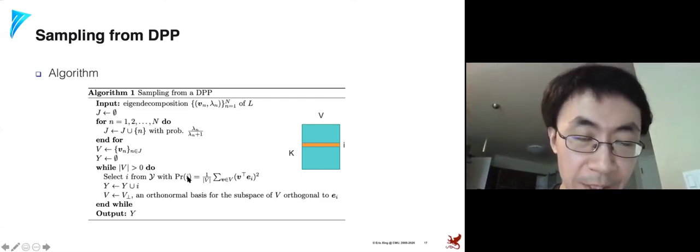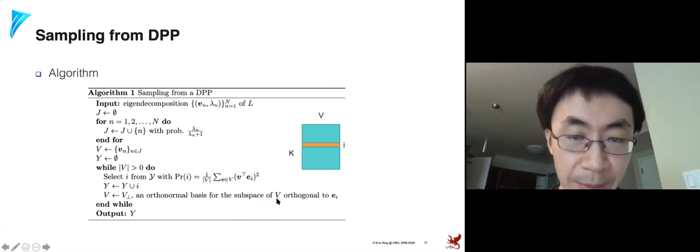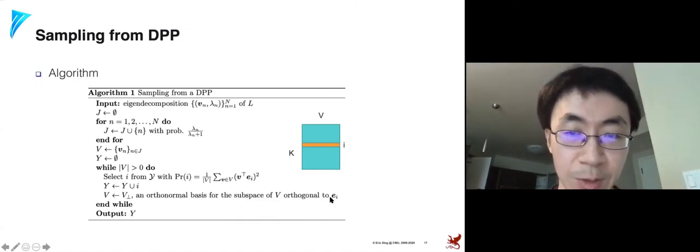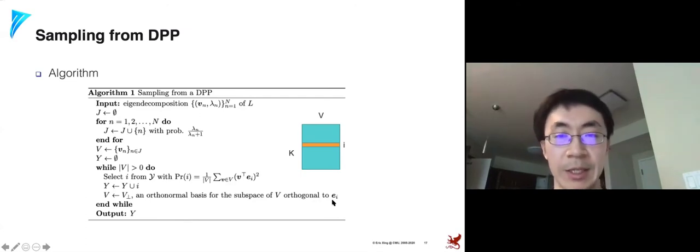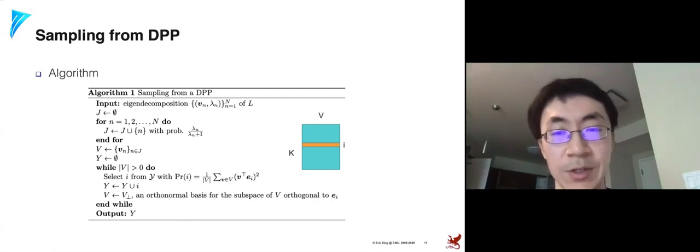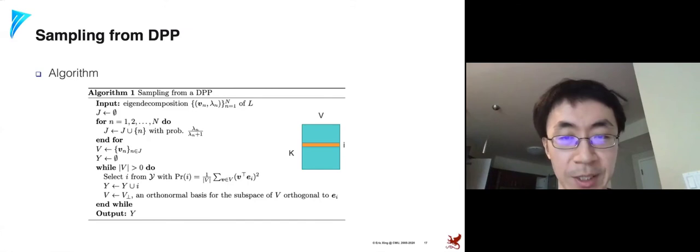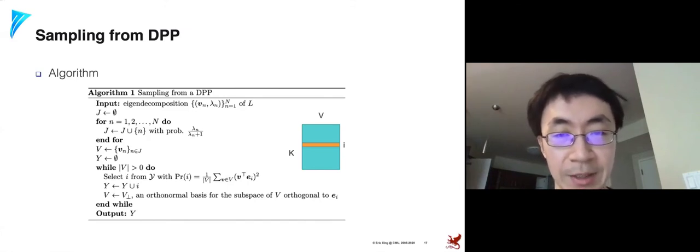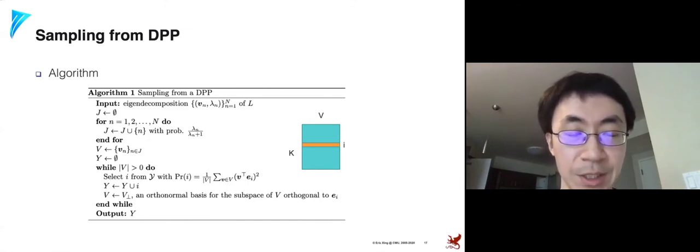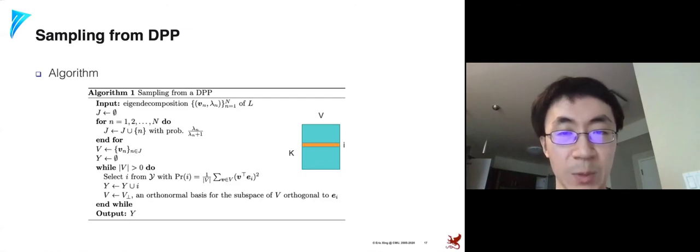Whenever we sample an item, we find a subspace that is orthogonal to the sampled item. Orthogonality induces very large diversity. So basically, we make sure that the inner product of the rest of the items with the already sampled one is different. That's where the diversity comes from.